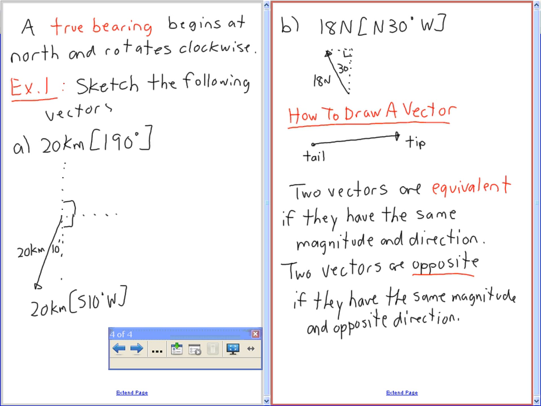I apologize again, today is a lot of terminology. If the first vector is going 5 kilometers west, the opposite is 5 kilometers east. If you add them, you get back to the starting point. That's all we're saying for opposite vectors.